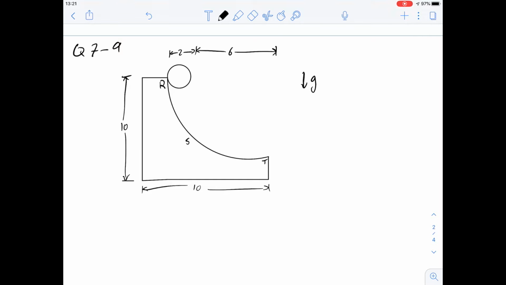7 says, as the ball slides down the curved surface from point R to point T, the total mechanical energy, which is the sum of the kinetic and gravitational potential energies of the ball, increases or decreases or stays constant or changes. Okay, so the law of conservation of energy says that energy cannot be created or destroyed.